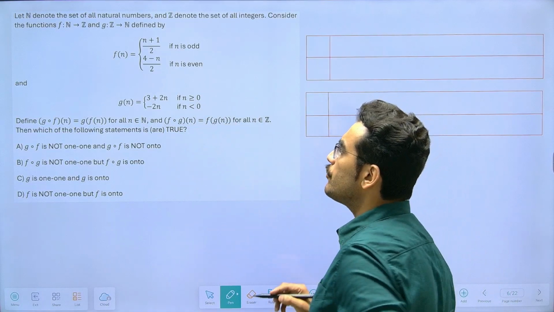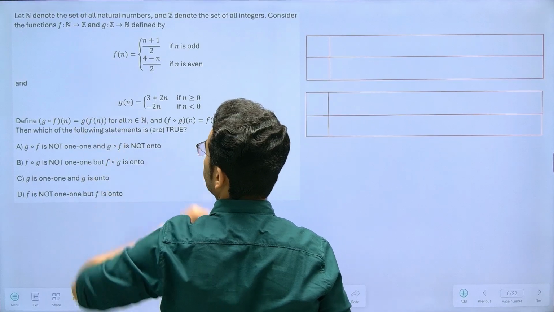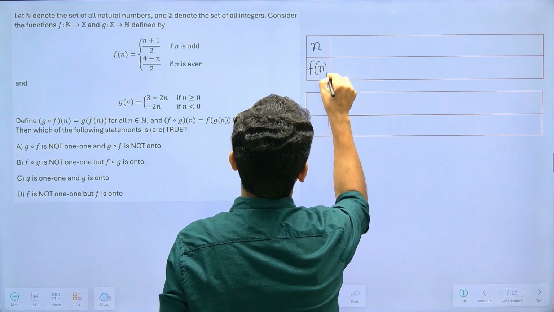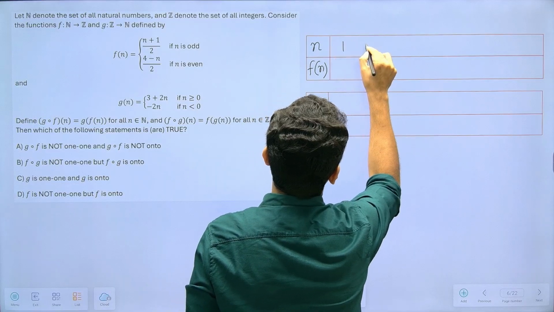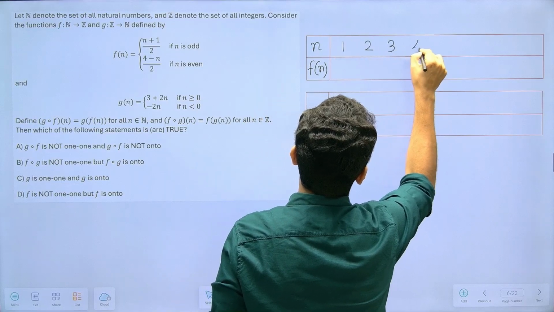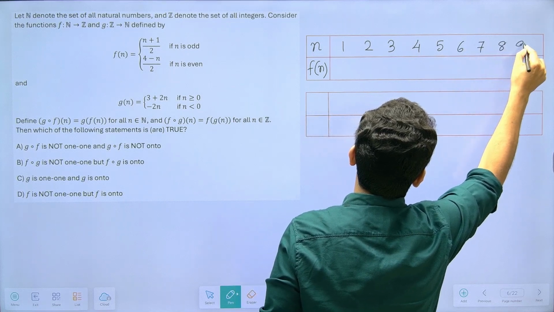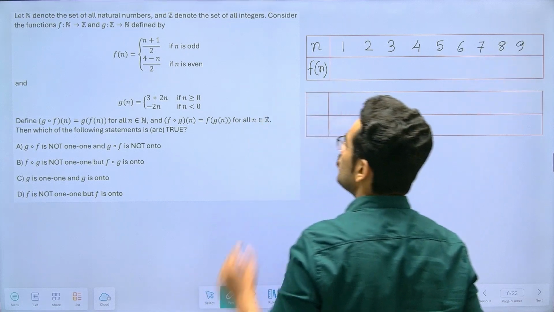Let us try to write down a few values. The domain of f is N. So let me take n versus f(n). Let us make a table. n equal to natural numbers: 1, 2, 3, 4, 5, 6, 7, 8, 9. What is the corresponding value of f(n)?